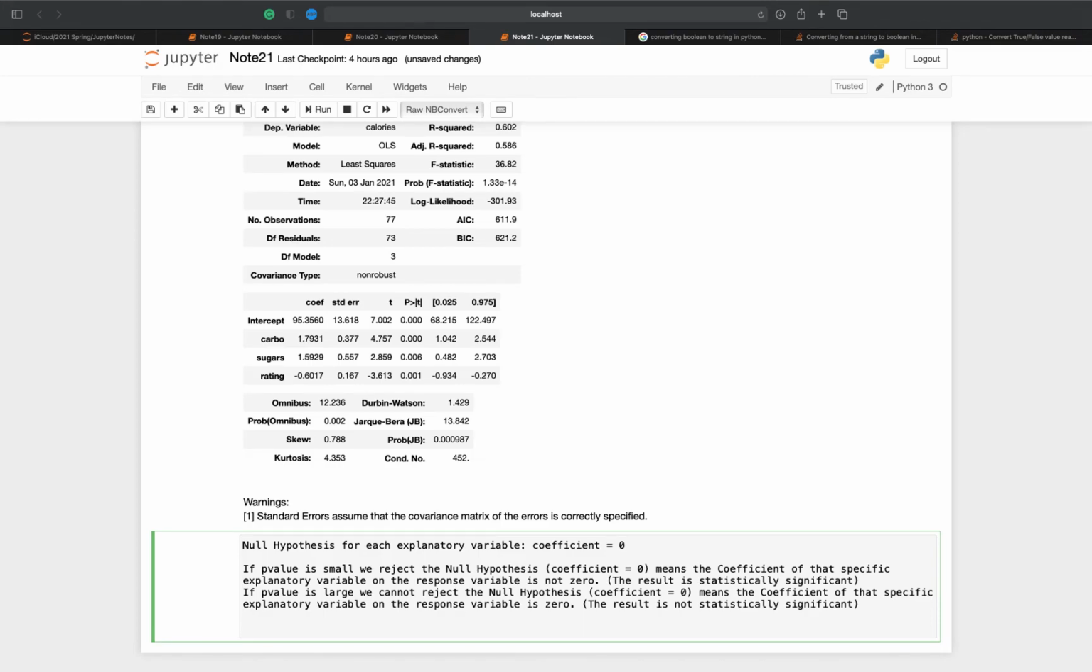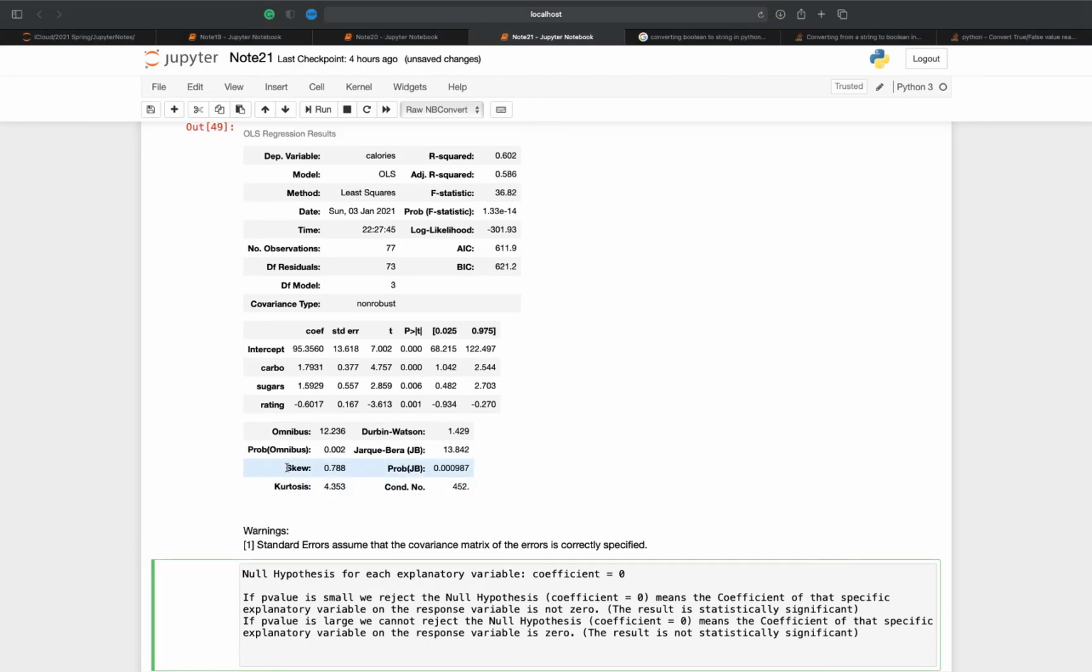Okay, the next one, let's talk about the skewness. This is a measure of the symmetry of the data about the mean. Normally distributed errors should be symmetrically distributed about the mean. We also still haven't talked about the normality of residuals yet. We should talk about that later. So yeah, this is about the skewness.